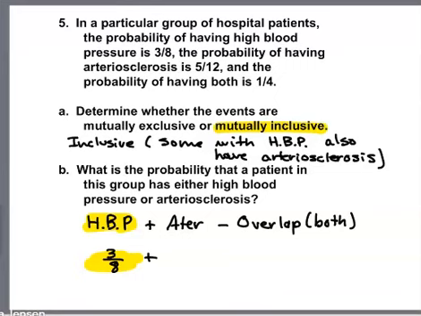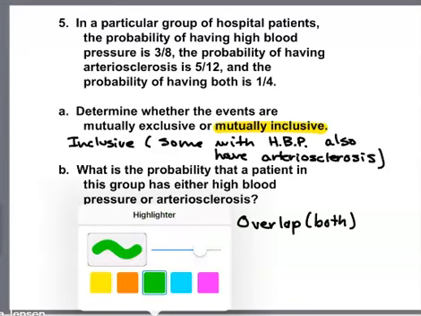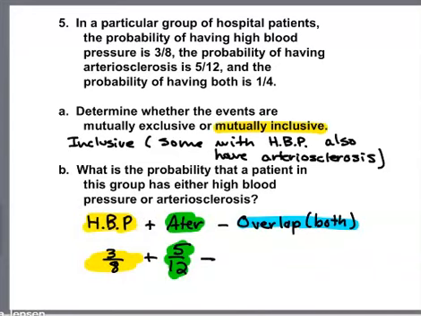Arteriosclerosis, that probability is 5/12. So 5/12 have that. And now how many people have both? So this is the overlap. And that is 1/4 have both.